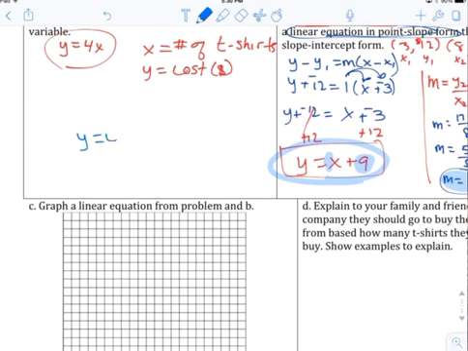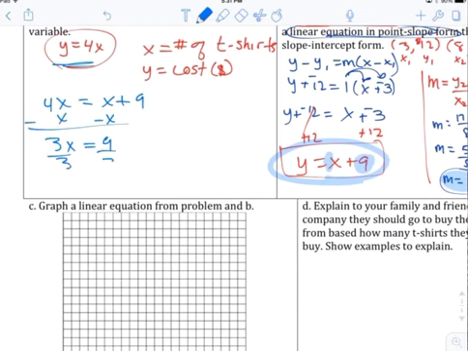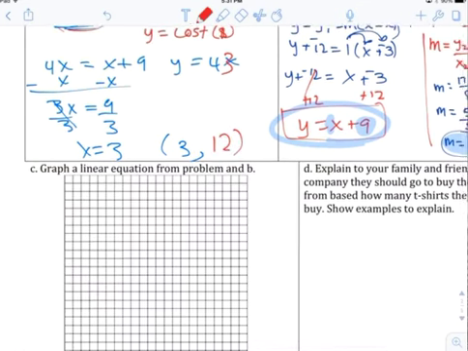Y equals 4x, so we're going to save this one. 4x equals x plus 9, minus x, minus x. You get 3x equals 9, x then equals 3. If x is 3, we're going to use y equals 4x. So in place of x, we put 3. Y is 12. We're going to keep it by 1. It's going to cross at (3, 12).